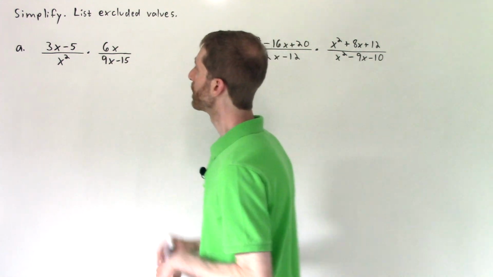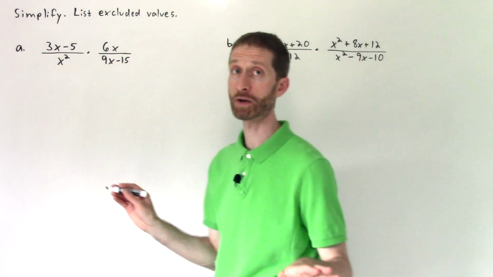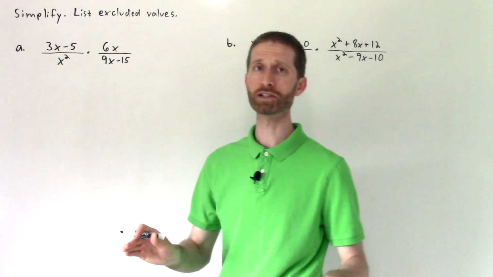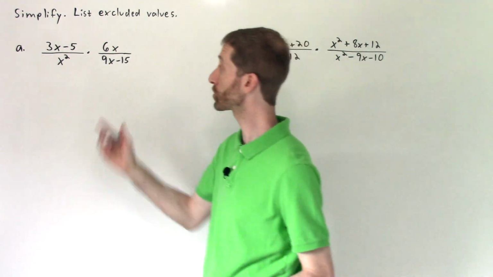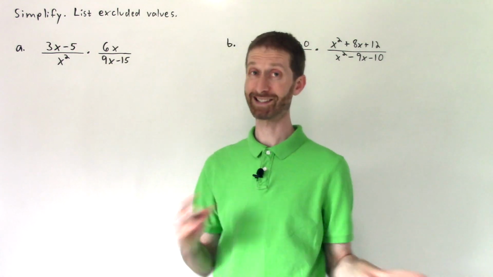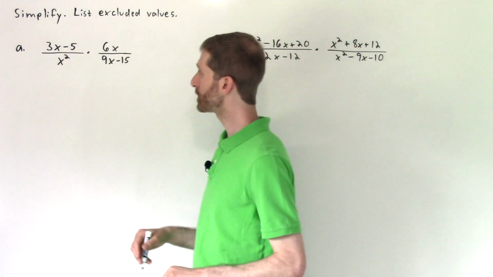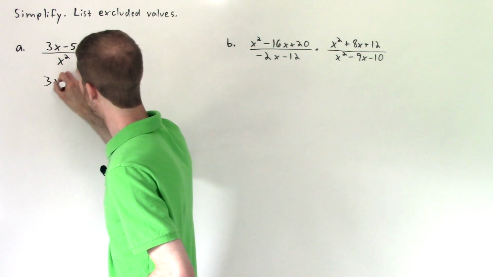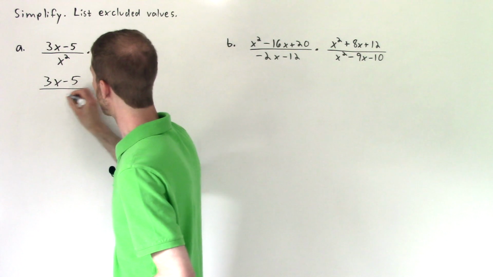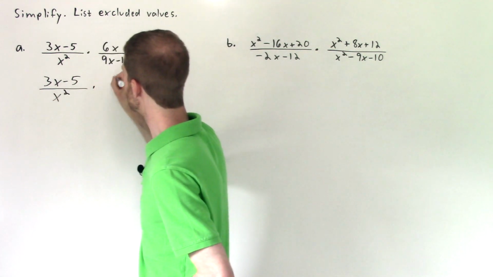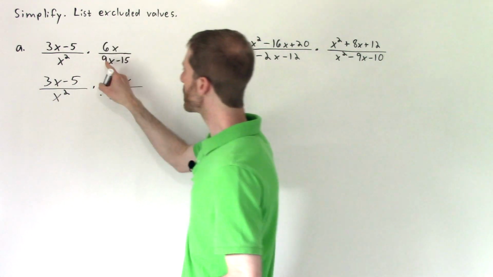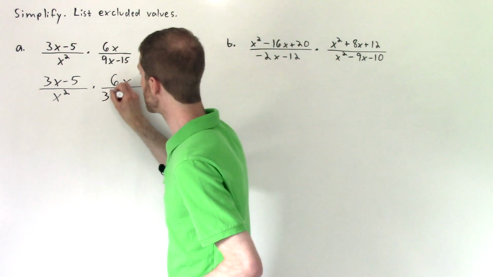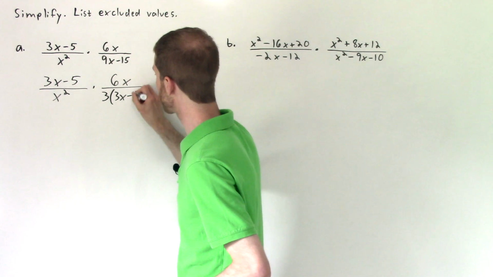So here we go. First things first, factor everything as much as you can based on greatest common factors. 3x minus 5 has no greatest common factor, can't do anything with it. X squared, same thing. 6x, nothing doing. But 9x minus 15 I can factor. So I'm going to rewrite everything. I'll get 3x minus 5 all over x squared times 6x all over. The greatest common factor between 9 and 15 is 3. So I could rewrite that as 3 times 3x minus 5.